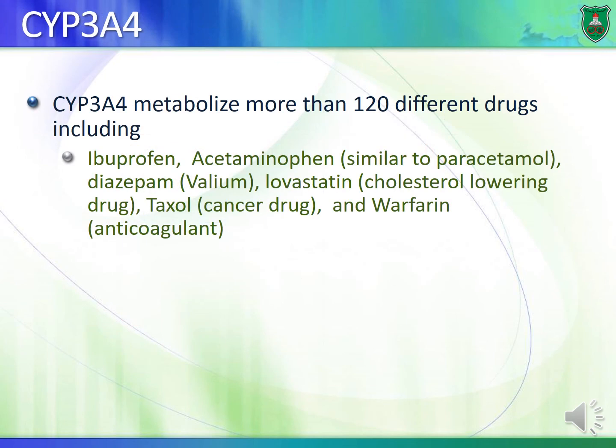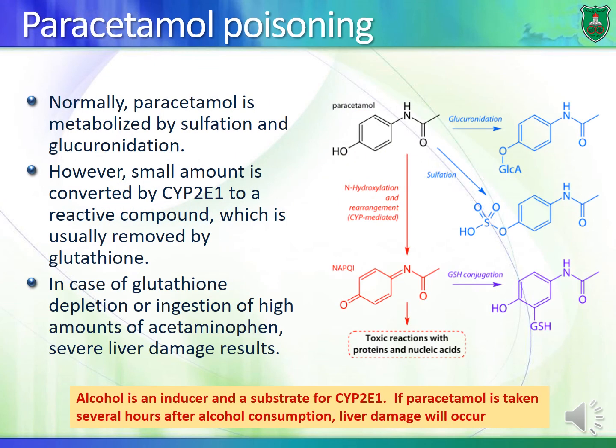Another important enzyme is cytochrome P3A4. Now, this enzyme metabolizes many drugs, including some of the common ones like ibuprofen, acetaminophen or paracetamol, Valium, lovastatin, and so on. Now, let's focus on one of them, which is paracetamol. Paracetamol is metabolized by sulfation or glucuronidation. So either modification would make the molecule more hydrophilic.